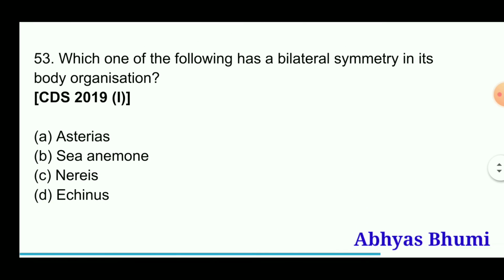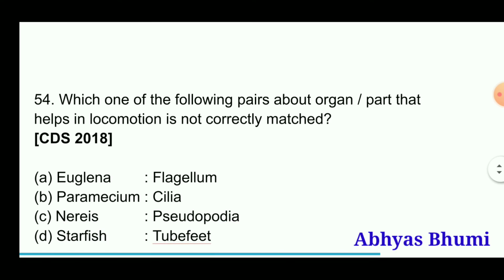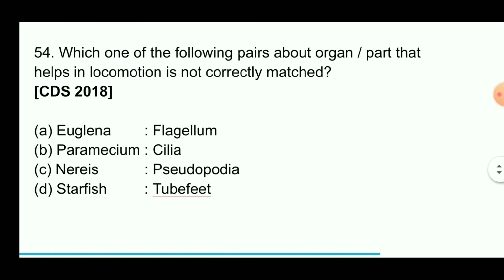Okay, next question on your screen. Which one of the following has a bilateral symmetry in its body organization? Option A, Asterias. Option B, sea anemone. Option C, Nereis. Option D, Echinus. Which option is right, guys? If you know the right answer, please tell me. Option C, Nereis, is the right answer.